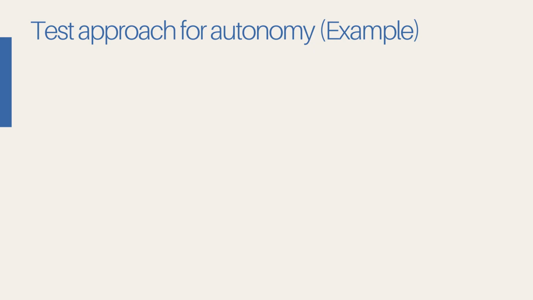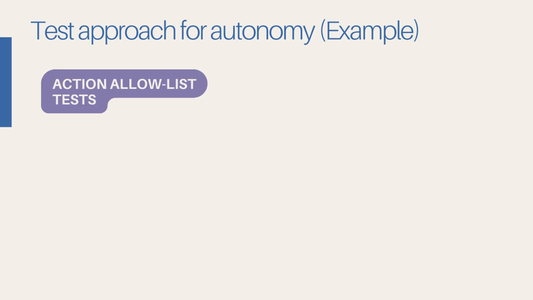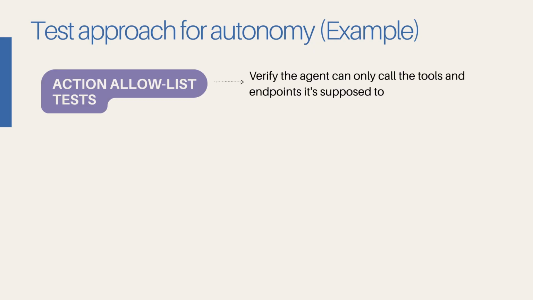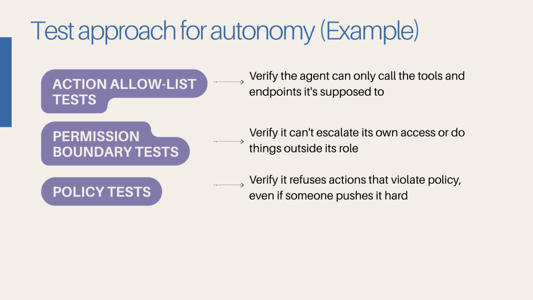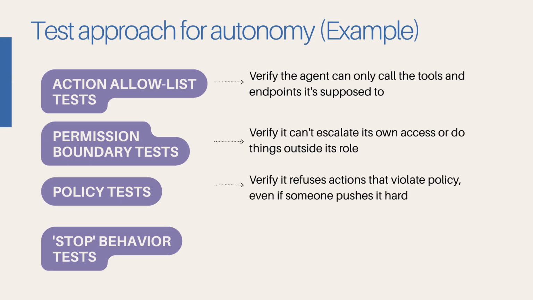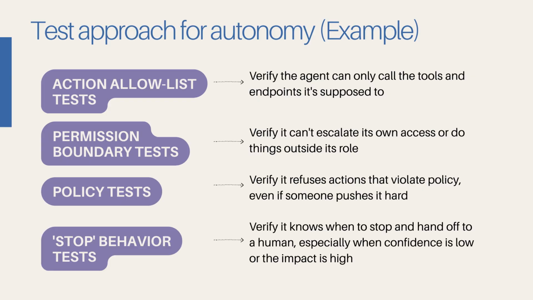So in practice, here's what your test approach looks like for autonomy. Action allow list tests: verify the agent can only call the tools and endpoints it's supposed to. Permission boundary test: verify it can't escalate its own access or do things outside its role. Policy test: verify it refuses actions that violate policy even if someone pushes it hard. Stop behavior test: verify it knows when to stop and hand off to a human, especially when confidence is low or the impact is high.